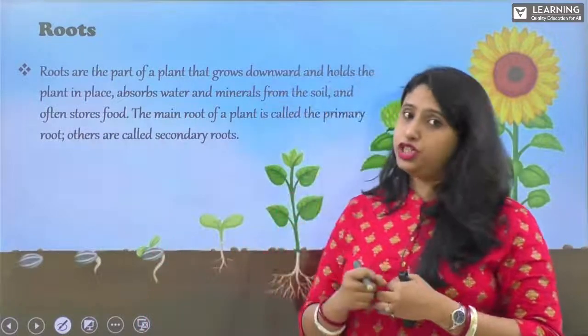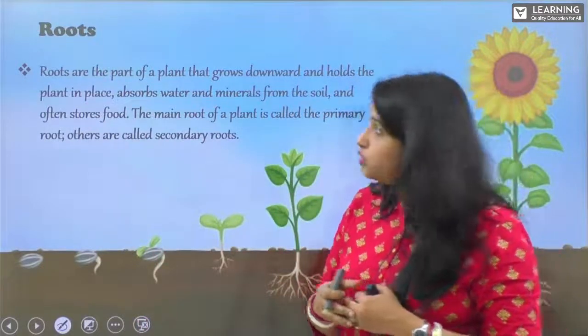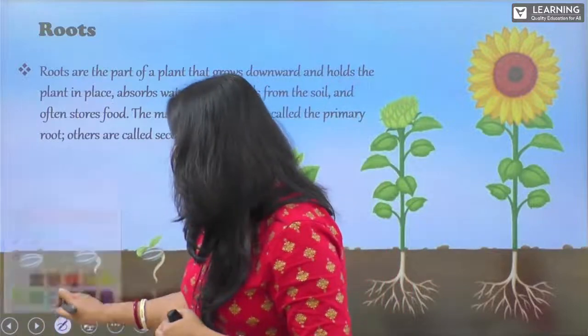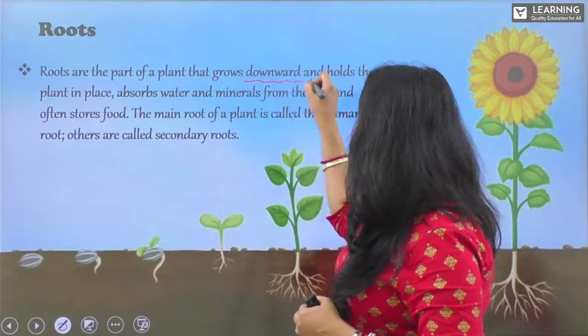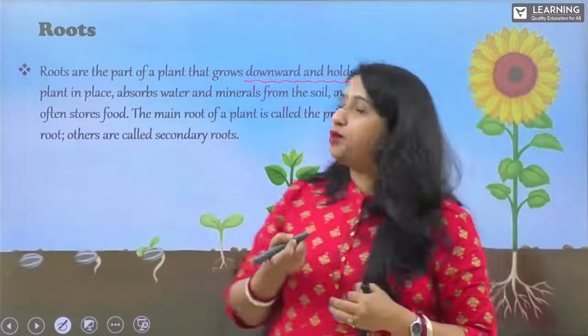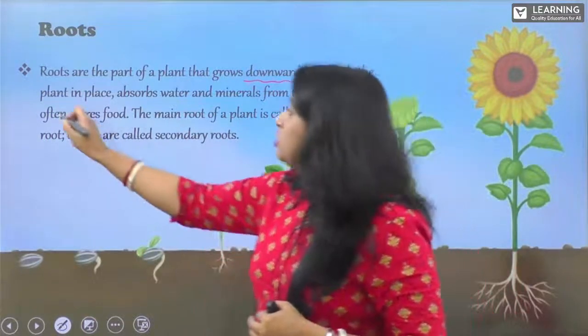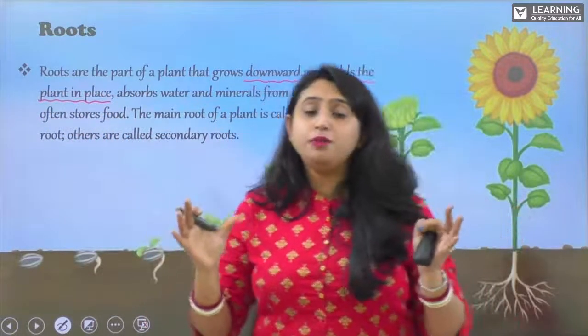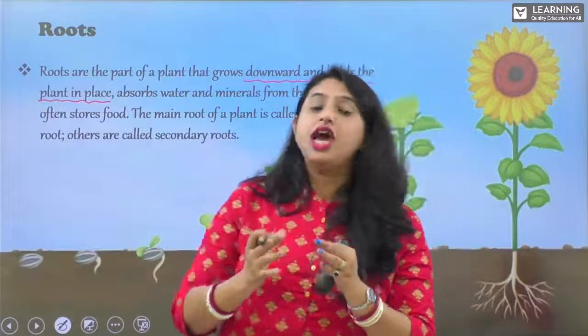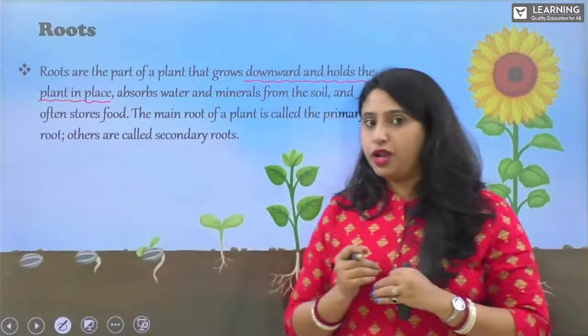Now what is the definition of root? You can write it down. Roots are the parts of the plant that grow downwards and hold the plant in place. So what is the main purpose of the roots? The roots help the plants to hold together. They provide support to the plant, okay?